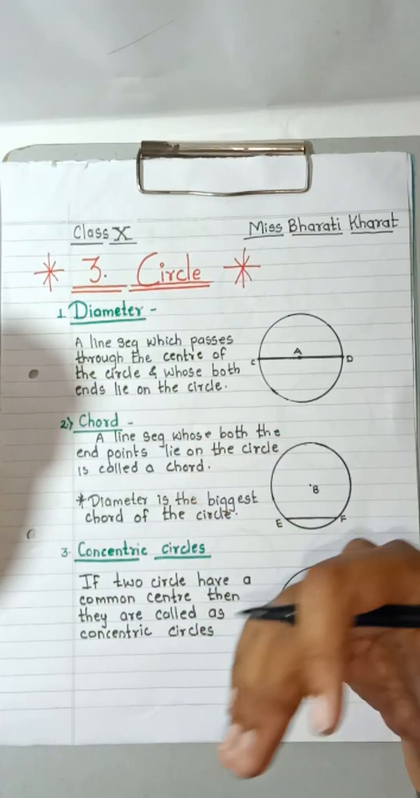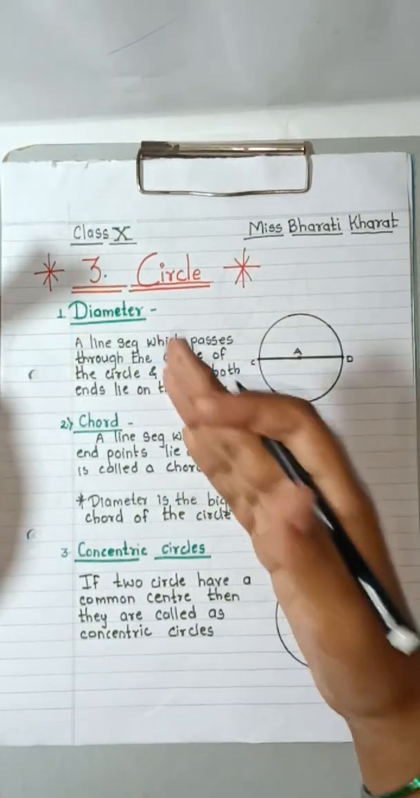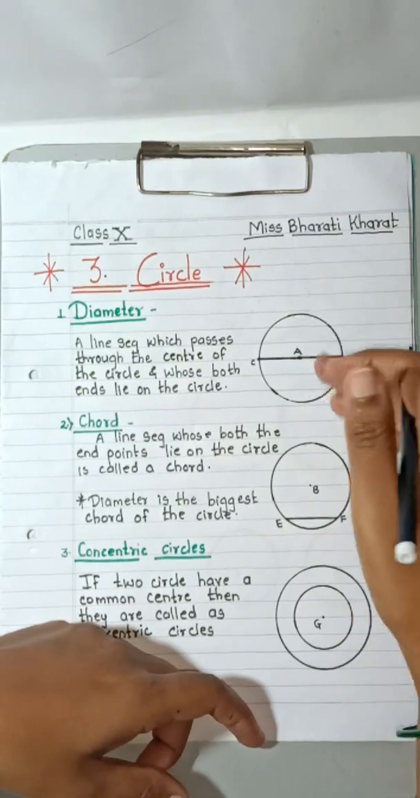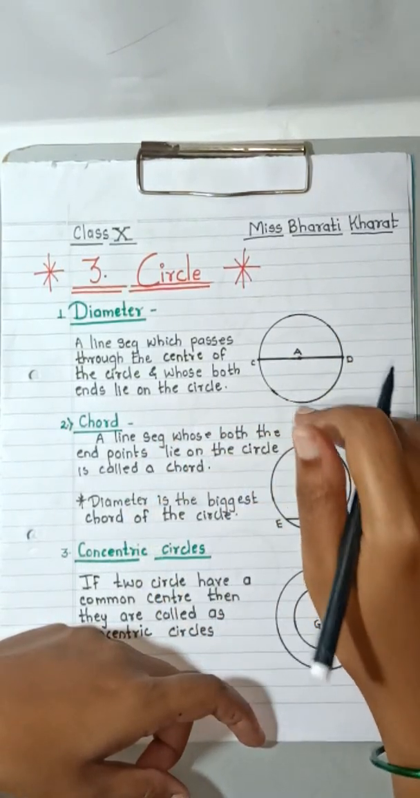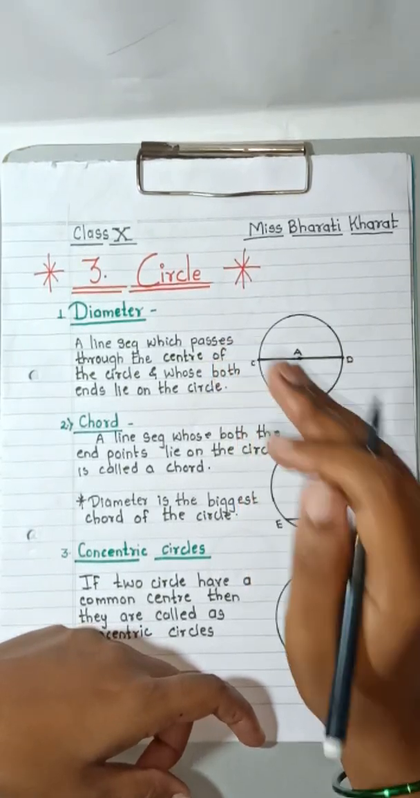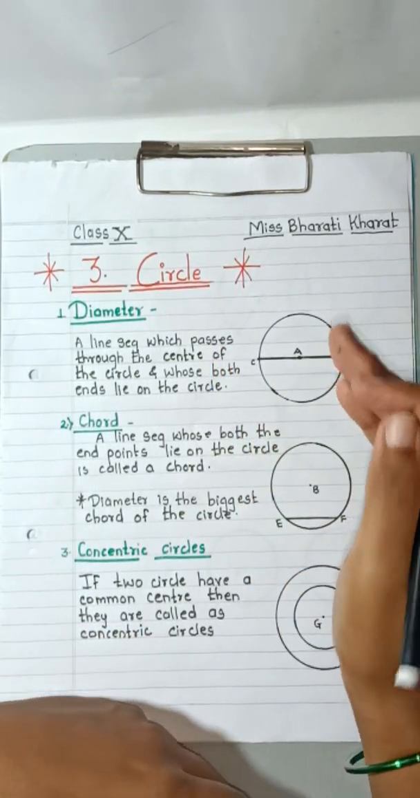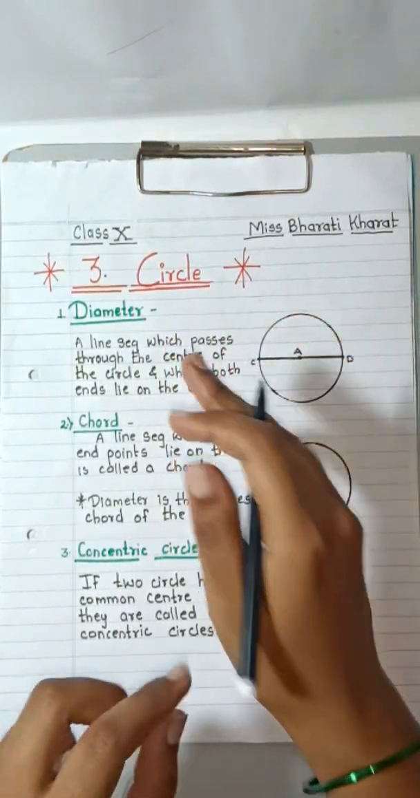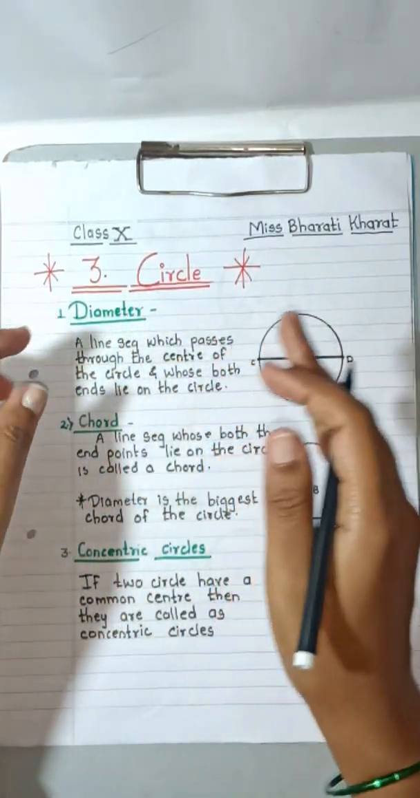Okay, we have also studied what is chord. Chord is a line segment whose both the ends lie on the circle. I have also told you that diameter is the biggest chord of the circle. Okay, concentric circles are what? Two circles having a common center are called concentric circles.